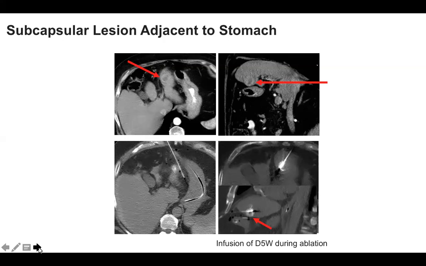And especially with microwave, you're only talking about minutes of ablation. It's not like with RFA where you're ablating for several minutes, 20 minutes, 16 minutes. Here with microwave, your ablation is done in 2 to 5 minutes essentially. And so you can easily infuse the fluid during the ablation to protect that stomach.